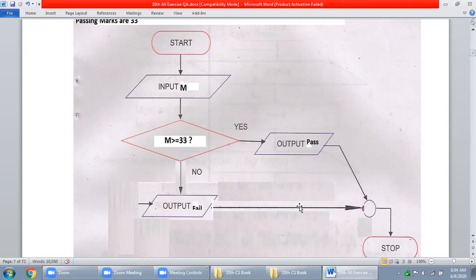So this flowchart is used to find out whether the student is pass or fail on the basis of marks. The criteria is: if the marks is greater than or equal to 33, he passes. If the student's marks is less than 33, he or she will fail. I hope you understand all this topic, algorithms and flowcharts. This needs much practice.